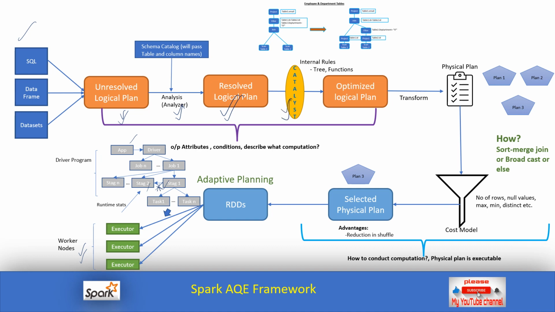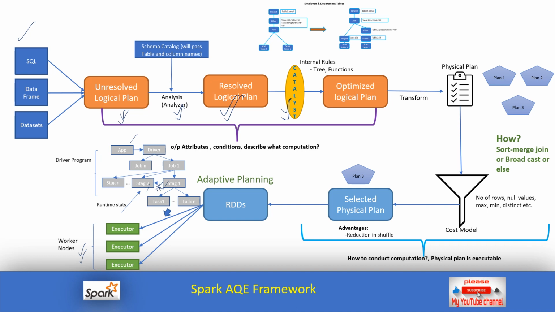Catalyst will run different kinds of internal rules. Those rules may be, let's say, filter push down. We have some condition to apply as a filter. The idea here is to reduce as much data load as possible and process the data fast. So it will identify, okay, these are the filters we have to put in early. So filter push down will be there.